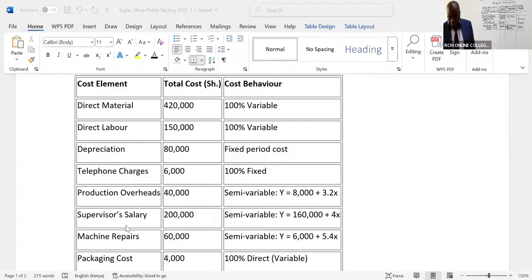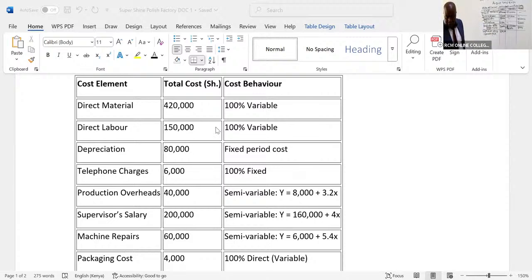So go to supervisor's salary. Please do the same. We have here supervisor's salary. They have given us a whole figure of 200,000. And then they have given us an equation. They have told us the supervisor's salary equation is 160,000 plus 4x.